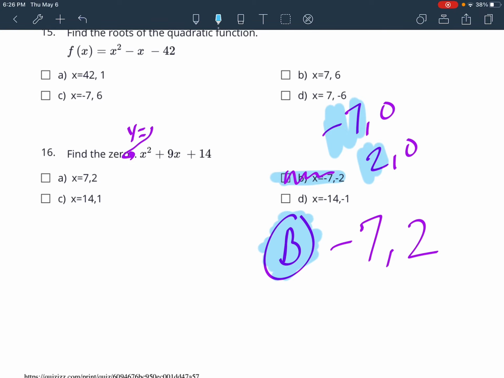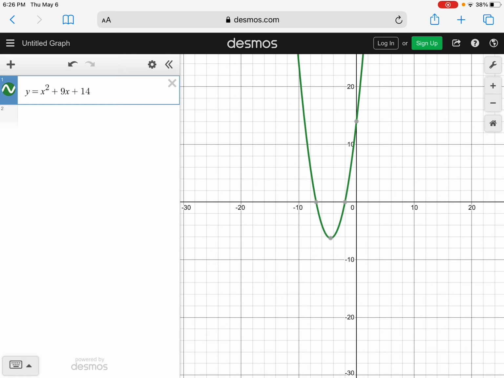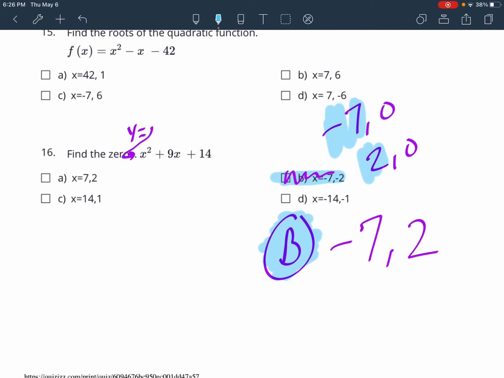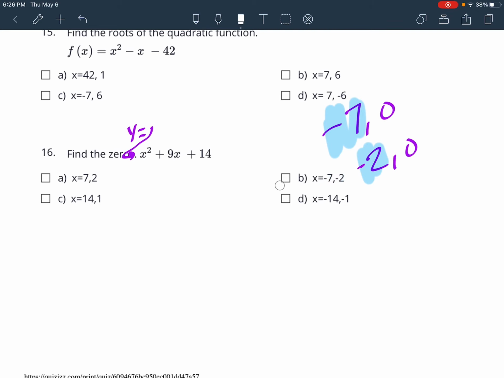Did I do it right? Y equals x squared plus 9x plus 14, yeah. -7 and -2. Oh, -2, that's a 0. So the answer was already there. The answer is B. That's my bad. There it is. -7 and -2. I thought it was wrong, but no, it was right. We're good, because it's a -7 and a -2.